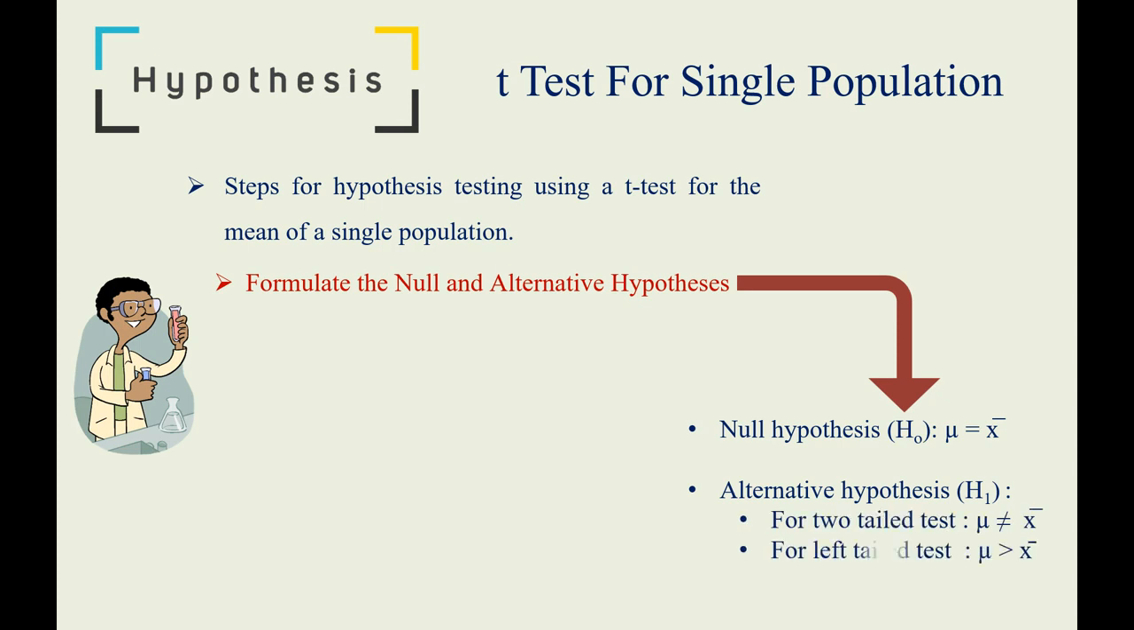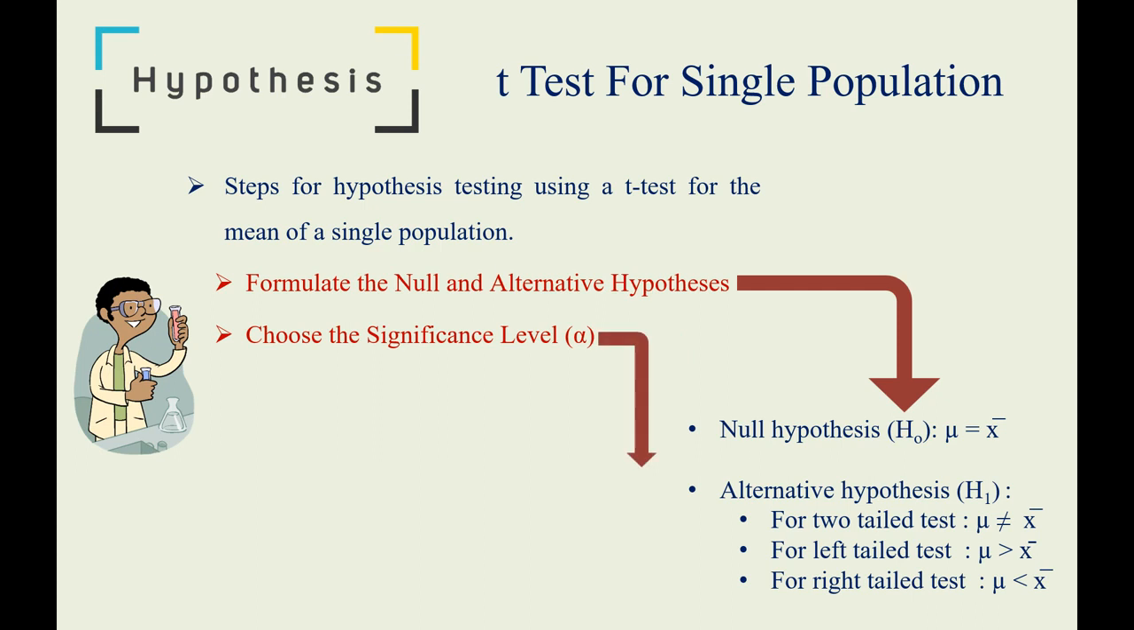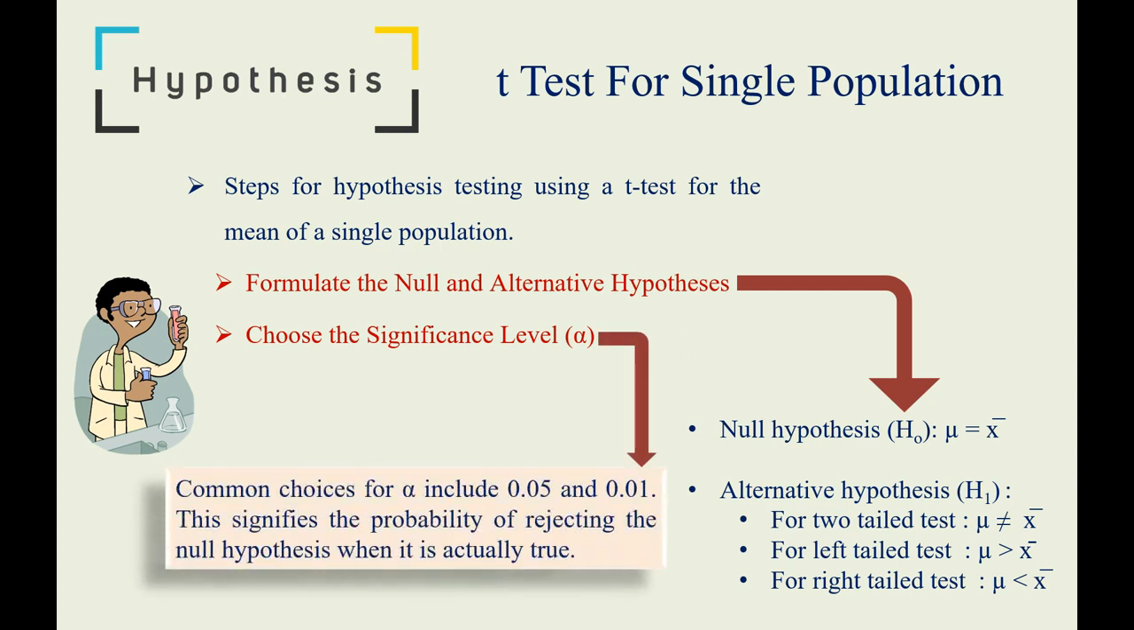For left-tailed test, alternative hypothesis can be stated as mu is greater than sample mean, and for right-tailed test, alternative hypothesis can be stated as mu is less than sample mean. Second step is, choose the significance level, alpha. Common choices for alpha include 0.05 and 0.01. This signifies the probability of rejecting the null hypothesis when it is actually true.